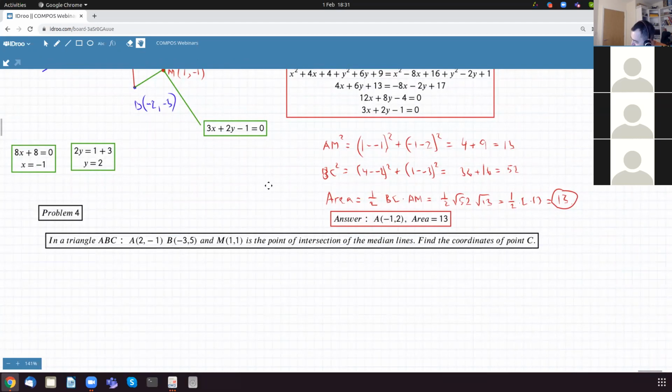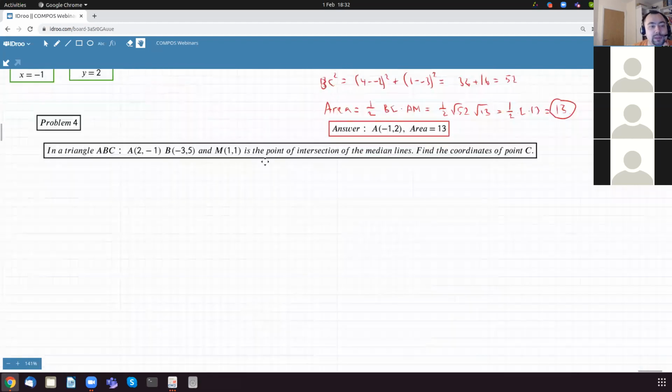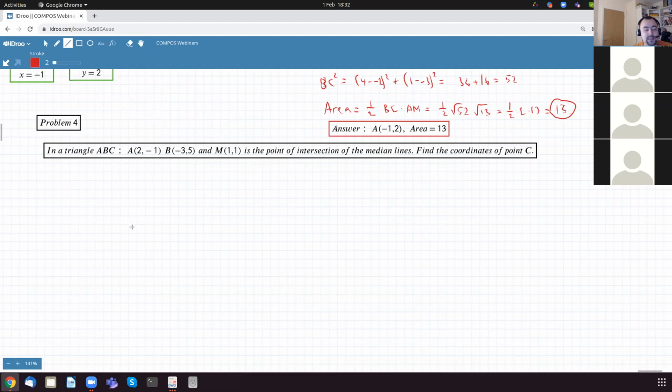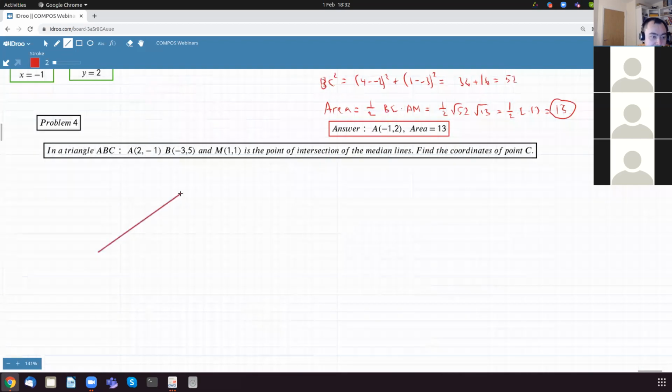Okay, problem 4. So getting to more interesting stuff here. In a triangle ABC, A is 2, minus 1, B is -3, 5, M is 1, 1, is the point of intersection of the median lines. Find the coordinates of point C. So once again, in this question, it's not necessary to draw them accurately.